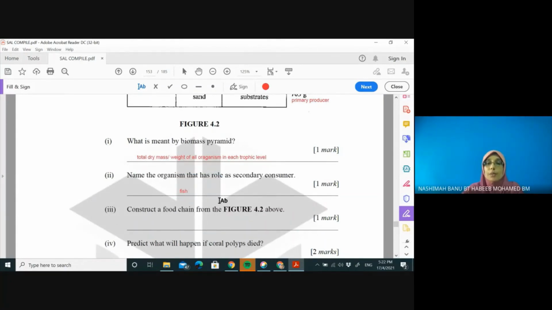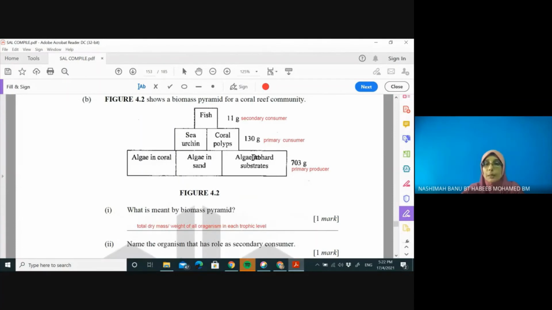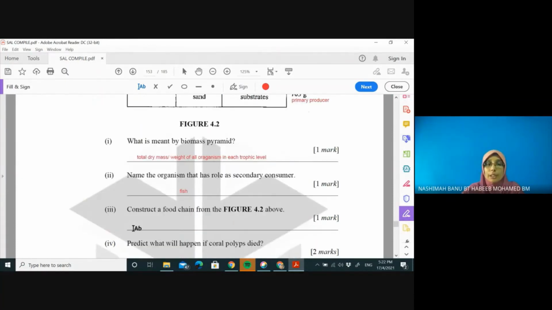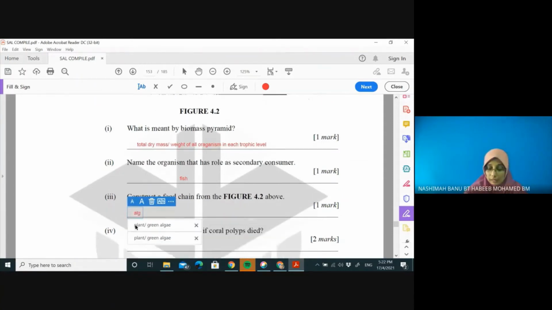Construct the food chain from the given. Okay, so kat sini kita ada banyak pilihan. So kita pilih satu lah yang mana yang you rasa nak. Okay, so let's say saya pilih yang first one, algae in coral. Okay, for this one you have to do the arrow. Okay, kat sini madam tak boleh buat arrow, saya do like this. But you must do arrow. Okay, then sea fin. Arrow. We say arrow and fish.